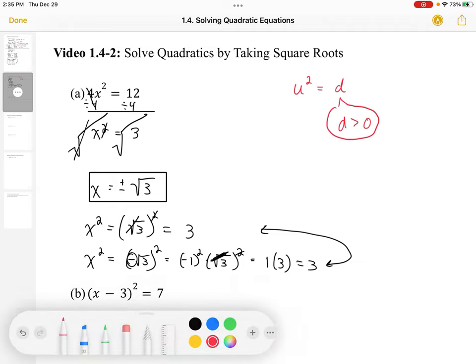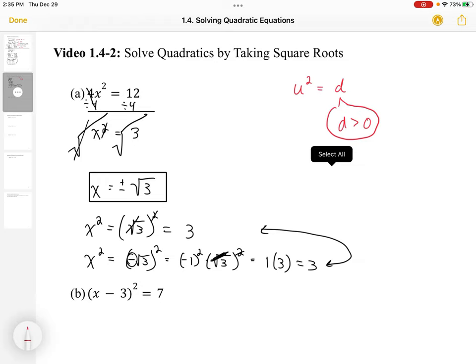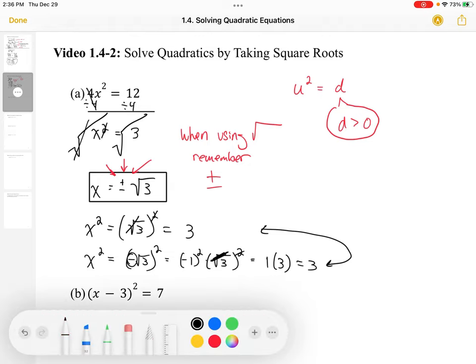So just as a recap, when using or introducing the square root, you have to remember that the result is both positive and negative. We're going to see that in the next example.